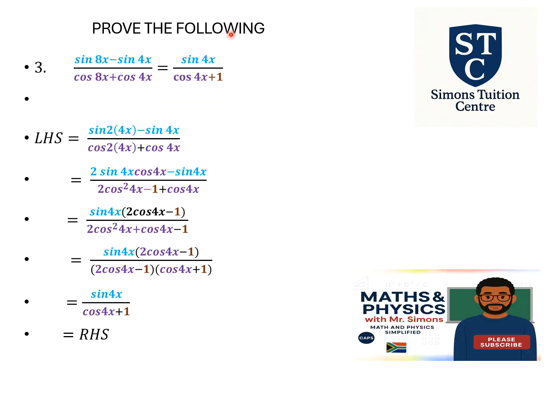So prove the following. They gave me sine 8x minus sine 4x divided by cos 8x plus cos 4x equals sine 4x over cos 4x plus 1. So because I see there 4x, I'm going to make sine there a double angle, meaning I'm going to change 8x to 2 times 4x. That 8x also to 2 times 4x, because there I'm working with 4x. So that becomes sine 2 times 4x, and that becomes cos 2 times 4x, minus sine 4x plus cos 4x.